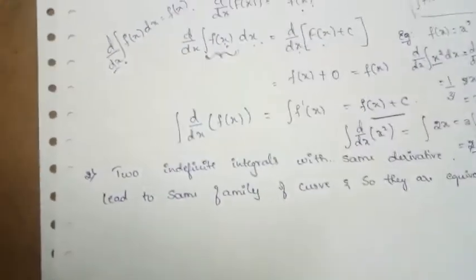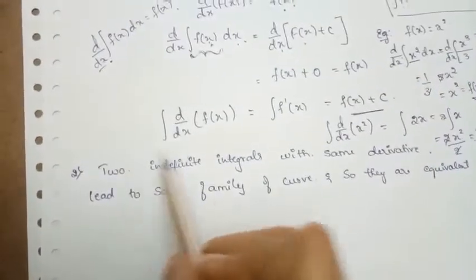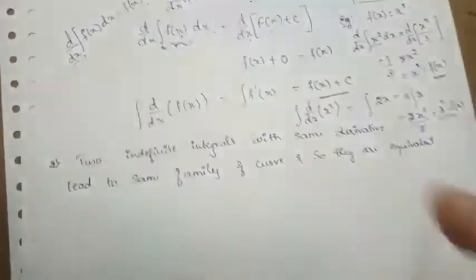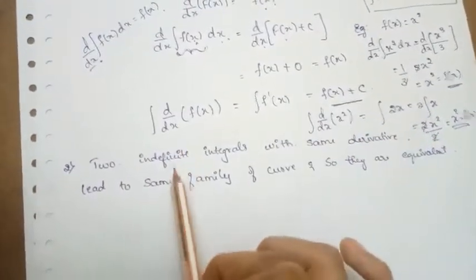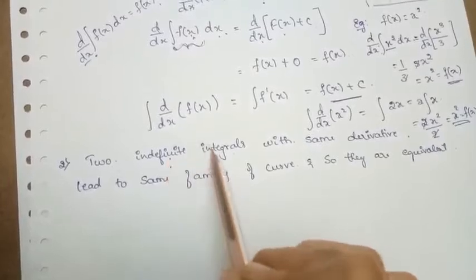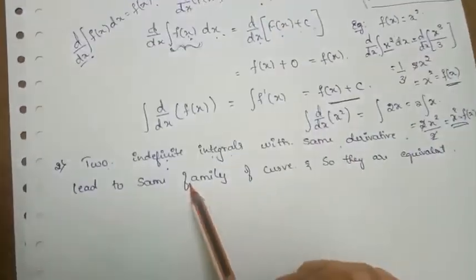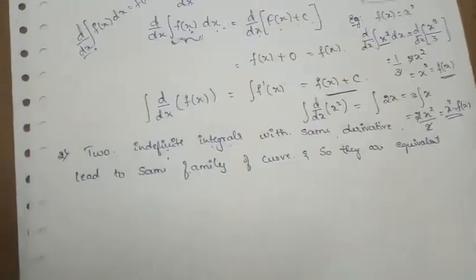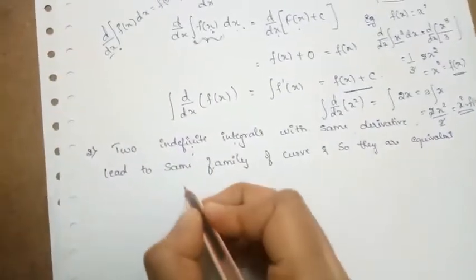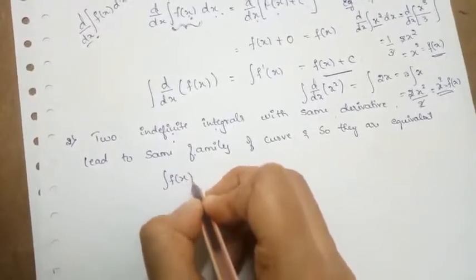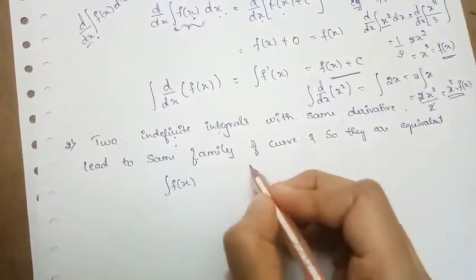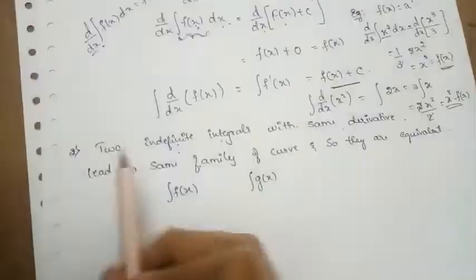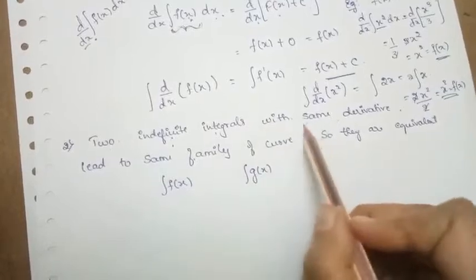The next property is saying: suppose I consider any two indefinite integrals such that the derivatives of these two indefinite integrals are the same. Then they belong to the same family of curves, and so they are equivalent. Suppose I consider the two indefinite integrals, one is integral f of x, another one is integral g of x, two indefinite integrals with the same derivative.